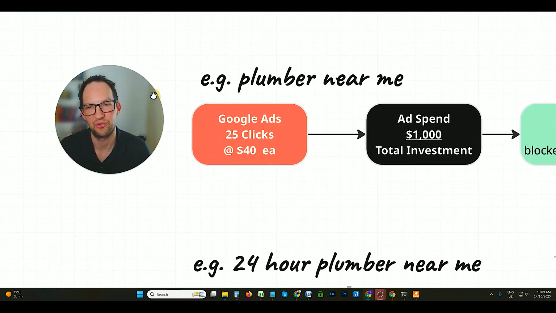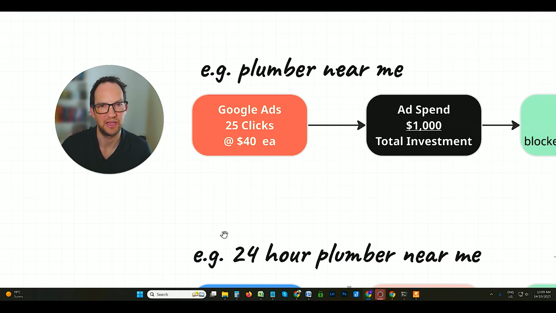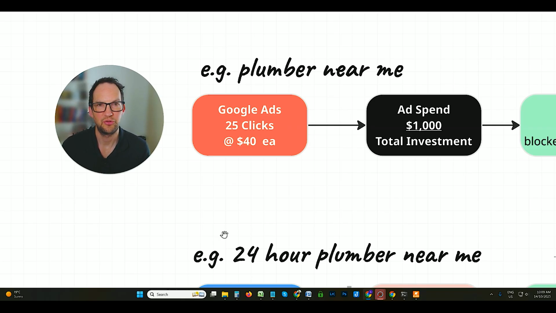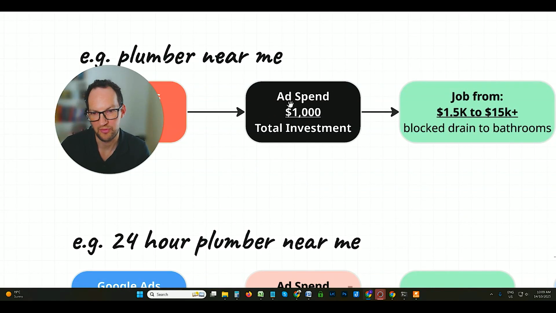So let's look at an actual example of how much it costs to get a paid plumbing customer. We'll take the keyword plumber near me. It costs about $40 a click here in Australia. It's going to be more in the US. And let's say it takes 25 clicks to get that customer over the line as a paid customer. Now, your numbers are going to vary a little bit, and that's going to depend on your own sales process and how good you are at selling people once they inquire. So if we take 25 clicks at $40 each, you're looking at a total ad spend of $1,000.